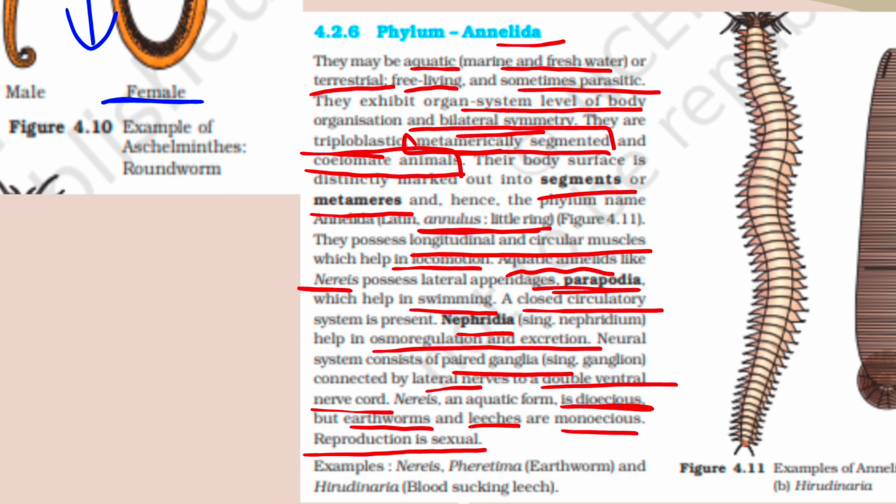Pheretima means earthworm. Hirudinaria means blood-sucking leech. This is Nereis, and this is Hirudinaria.